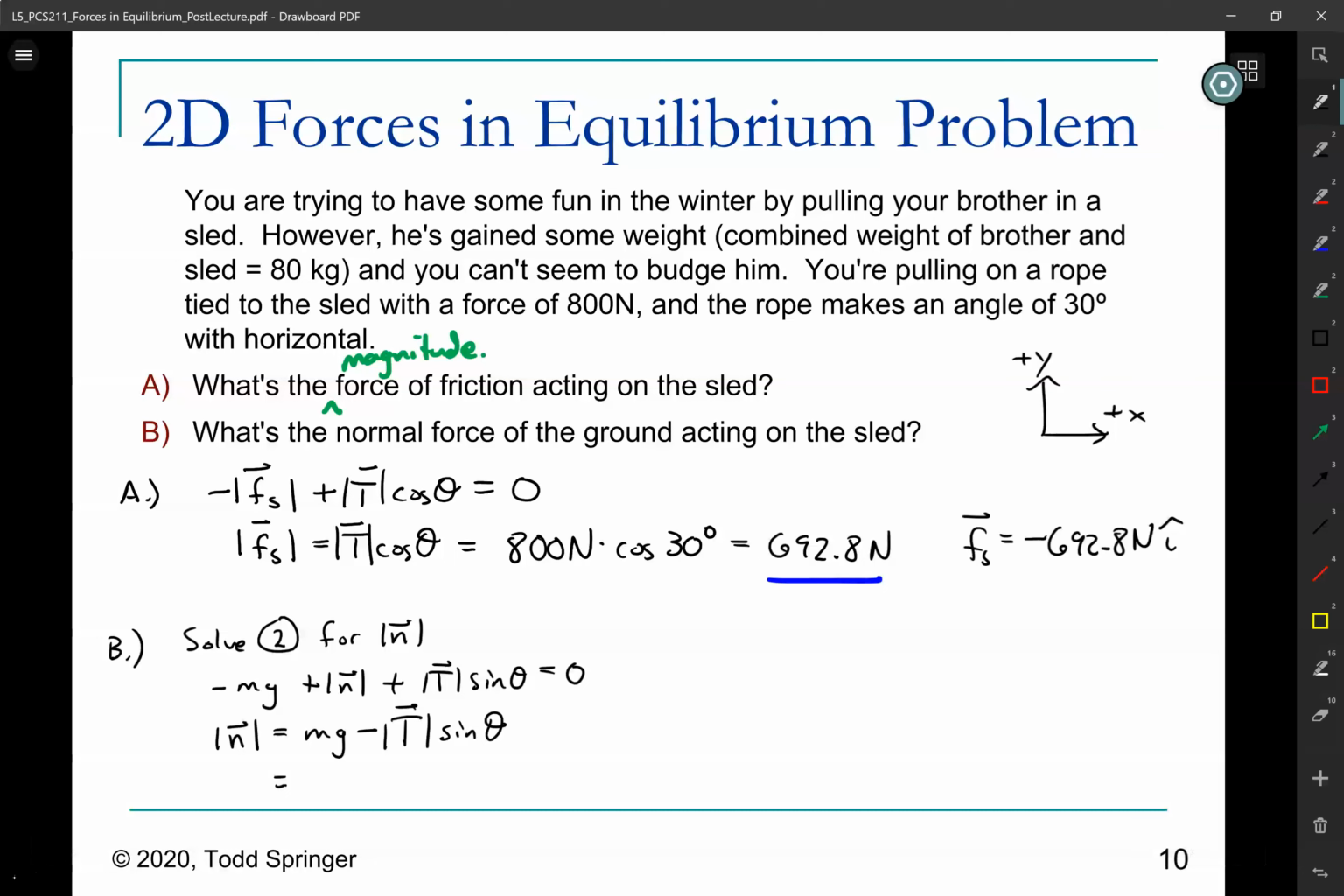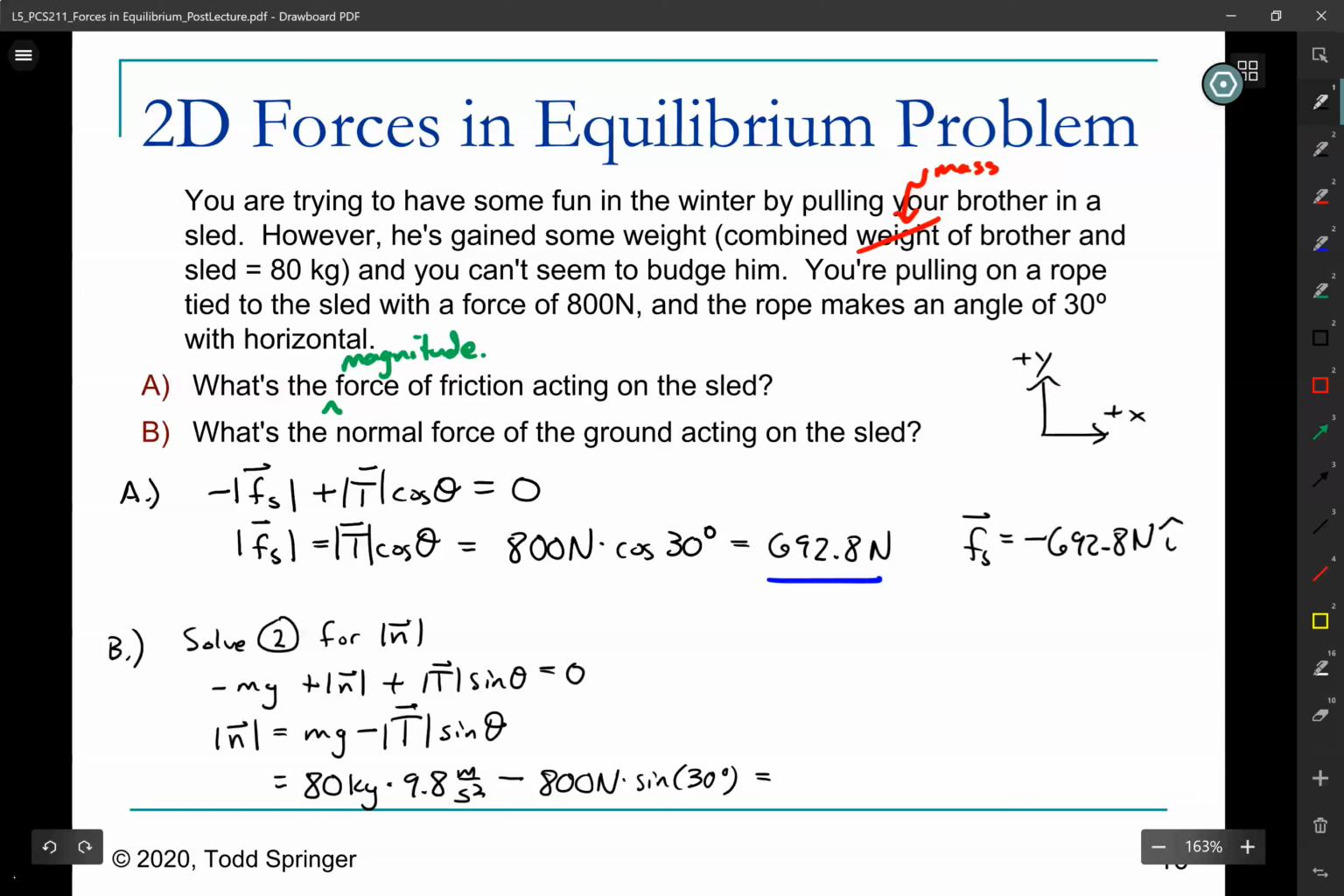Okay, mg, that's the weight. Should really say mass, right? So the mass, not the weight. So weight is a force, it should be measured in newtons, not in kilograms. So I will put in now the mass, which will be 80 kilograms, 9.8 meters per second squared, minus 800 newtons times the sine of 30 degrees.